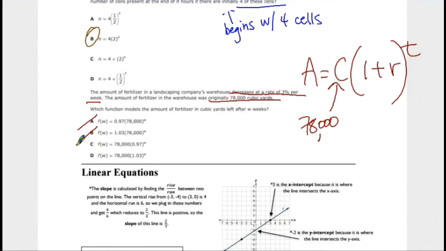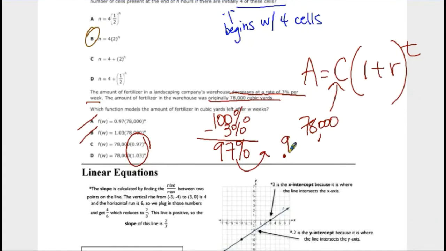Okay, the only difference between these 2 answer choices is in the parentheses. Now, the problem tells us that it is decreasing at a rate of 3% per week. Any percentage is out of 100, guys. So if I start with 100% and I decrease 3%, that's going to give me 97%. If I turn this into a decimal, I move my decimal over 2 spaces and get 0.97. So the correct answer should be C.